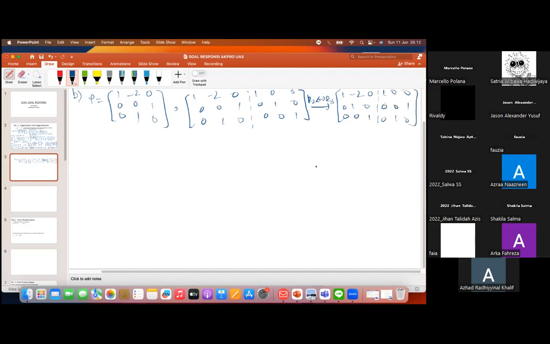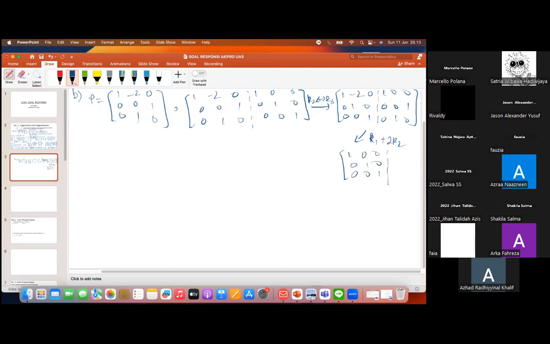Like this. The next thing that we do is to knock out this, the -2. So what we do is R1 plus 2 R2. So this is what we're going to get.